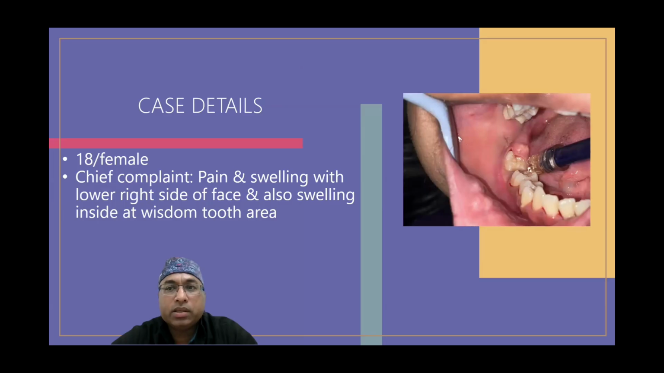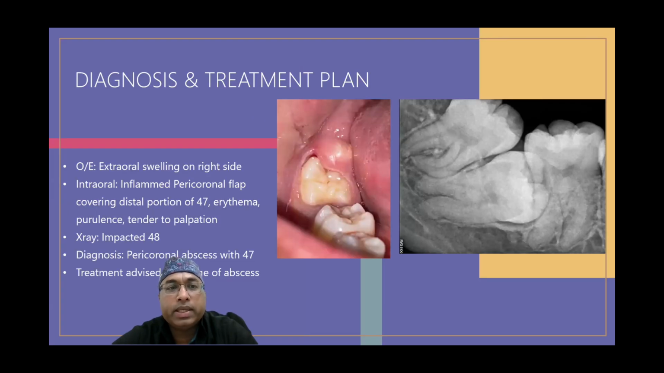Now let's see a case of an 18-year-old female with complaint of pain and swelling in the lower right side of the face and also swelling inside the oral cavity near the wisdom tooth area. During the examination, we see that there is extraoral swelling on the right side of the face, and intraoral examination showed an inflamed pericoronal flap covering the distal portion of the last molar tooth. There is erythema, purulence, and tenderness to palpation.